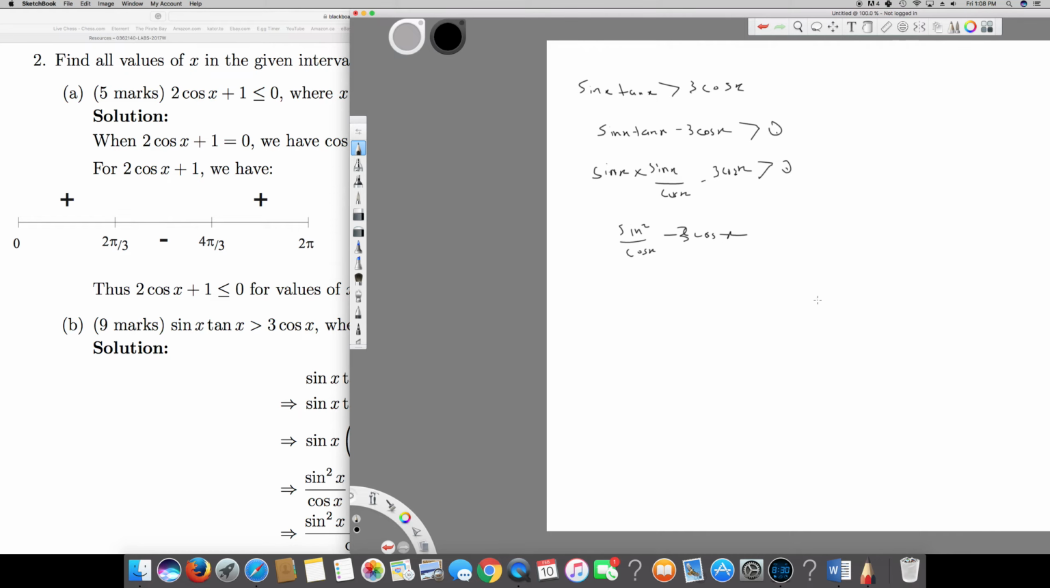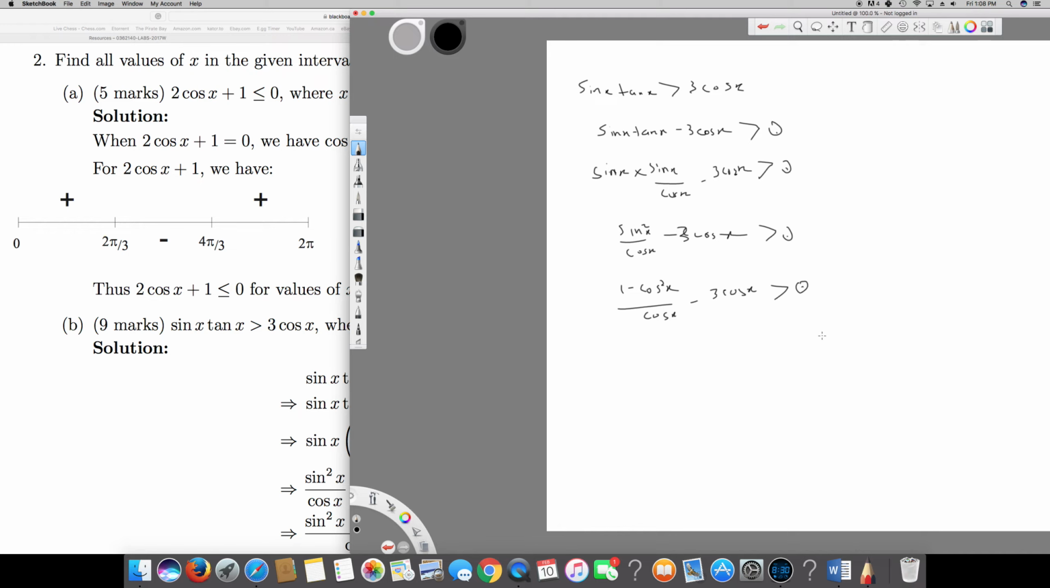So we are only happy when all the variables are in the same format. In here we have sin square x over cos x minus 3 cos x. I'm not very happy with that. So since we have sin square x here, I can just put sin square x as 1 minus cos square x. So 1 minus cos square x over cos x minus 3 cos x is greater than 0, right?